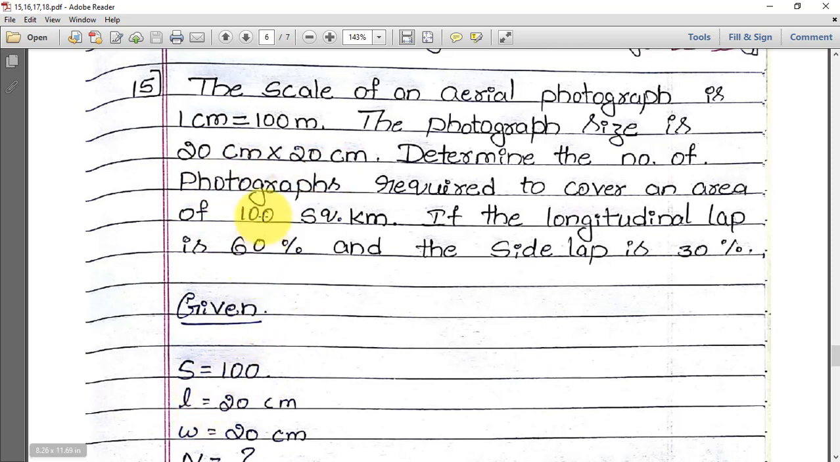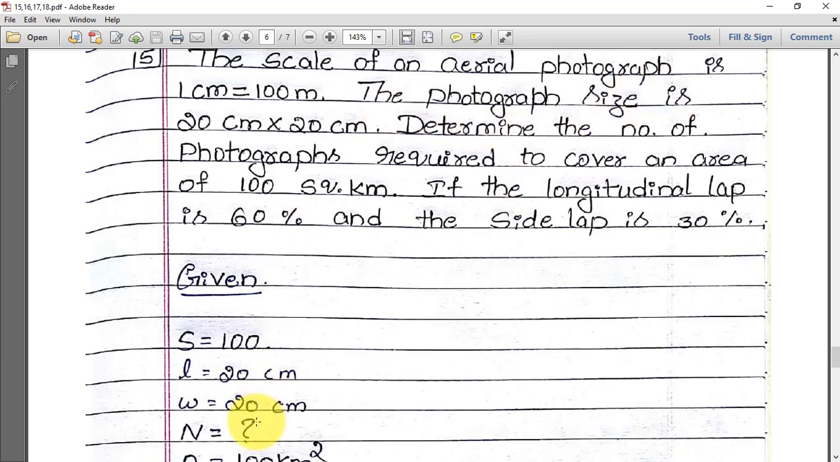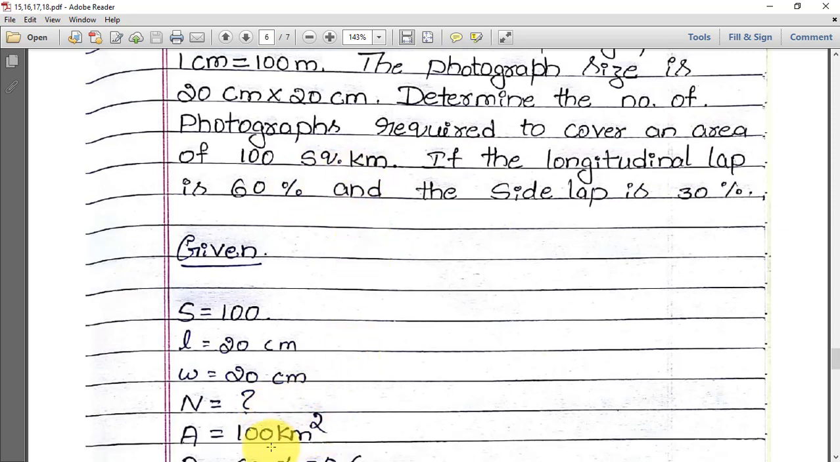Small l, small w. See, photograph notations are small letters compared to the real ground. Ground points we represent by capital letters, and photograph points we represent by small letters. Small l is 20 centimeter, small w is 20 centimeter. Determine the number of photographs required: N is equal to question mark. And to cover an area of 100 square kilometer, area means capital A is equal to 100 square kilometer.